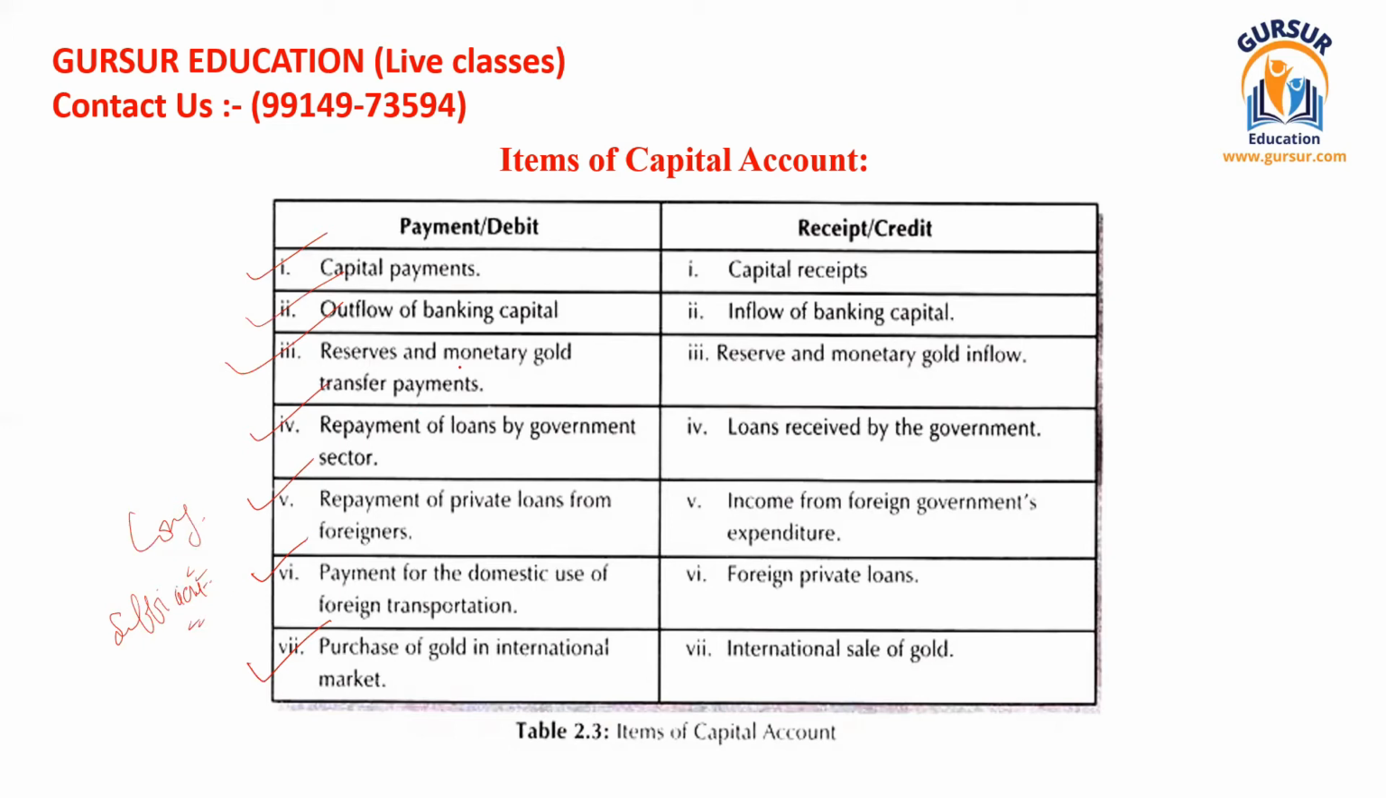from the current account. And if we talk about the receipt side, this is capital receipt, inflow of banking capital, reserve monetary gold inflow, loans received by government, income from foreign government expenditure, foreign private loans, international sale of goods. All these things are included in the capital account of any government. I hope you have got the idea.